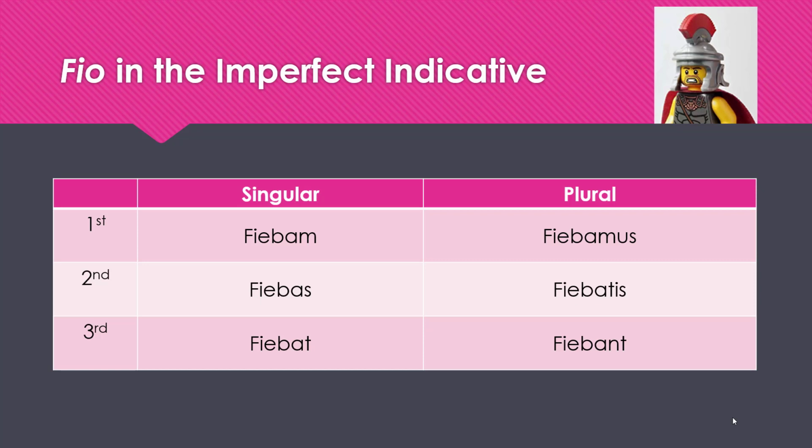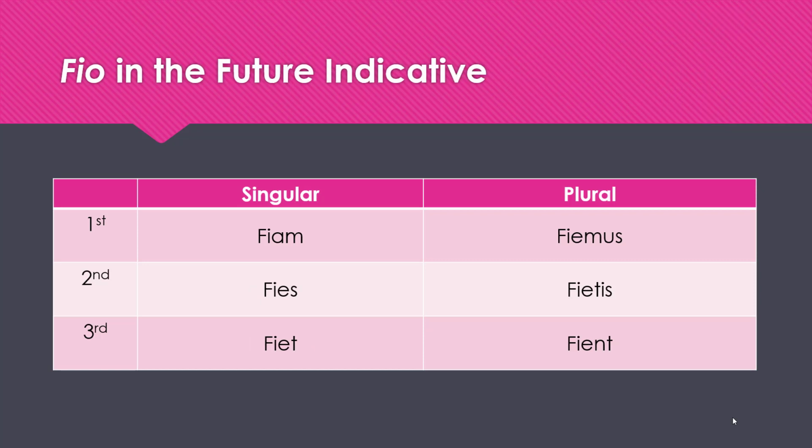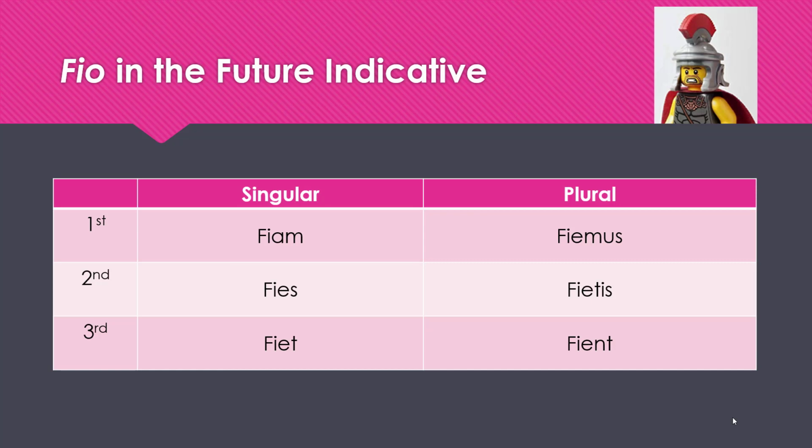The future, like a third io or a fourth, isn't going to use bo, bis, bit. It's going to use am, es, et, emus, etis, ent, and that's exactly what we have here. So fiam, fies, fiet, fiemus, fietis, fient. Nothing too crazy there. Just kind of what you would expect out of a third io or a fourth. But because fio, and you can't really judge that based on the verb, especially with that passive infinitive, it becomes kind of irregular, and so that's why we're covering it.